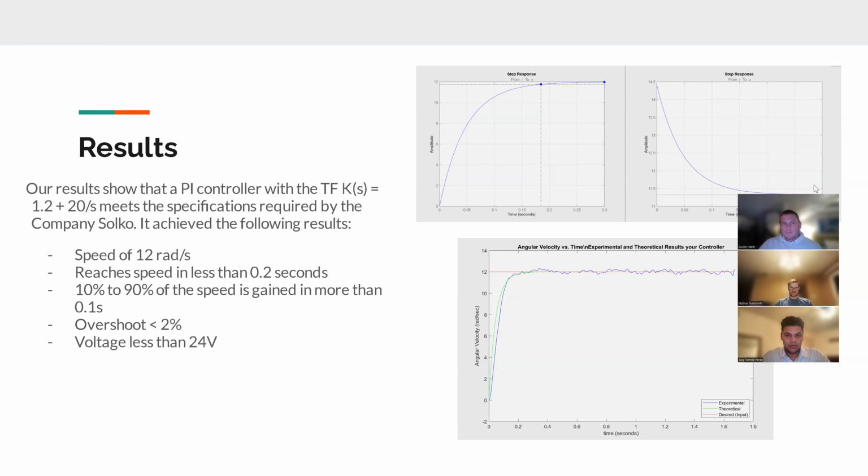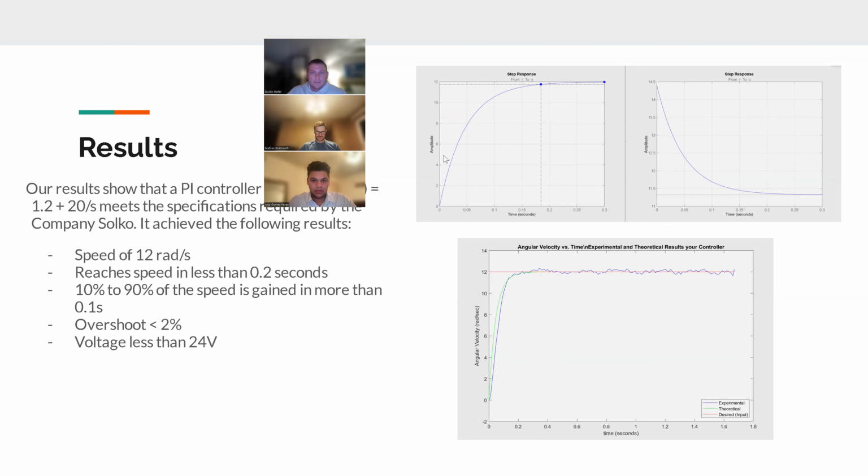The voltage response was also well within the desired specifications, the maximum being 14.5 in our system, and the maximum requirement was 24. In the graph below, you can see that the experimental results match the theoretical results almost perfectly, proving the robustness of our model.